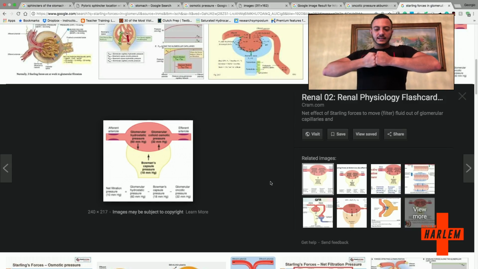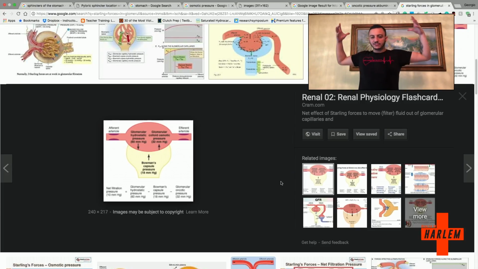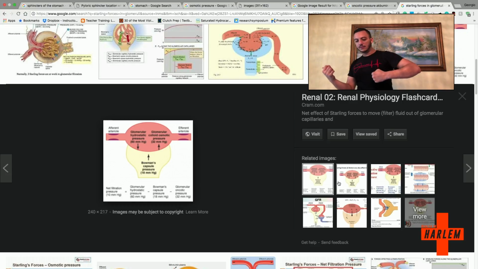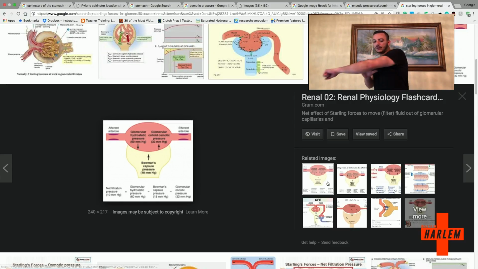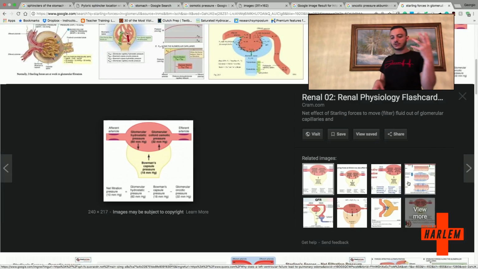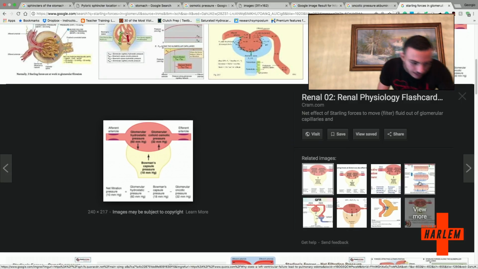And then the thing is, the hydrostatic pressure, which is the pressure created by something fluid against whatever is enclosing it, is going to be much greater in magnitude for the inside pushing out than from the outside pushing in. So things are going to move out of the blood into the area where you have your urine being formed, because the hydrostatic pressure is greater coming from your inside to your outside.